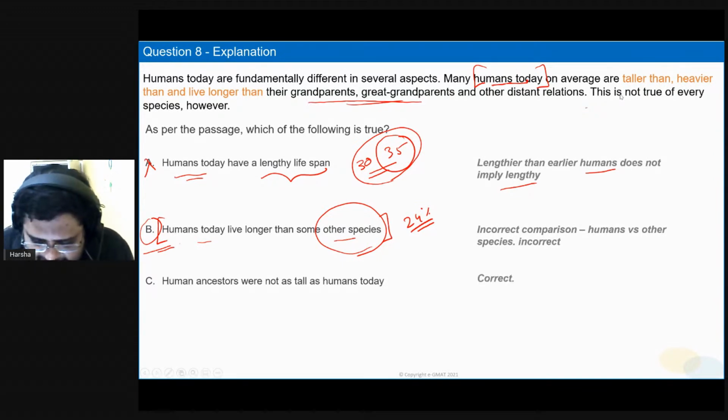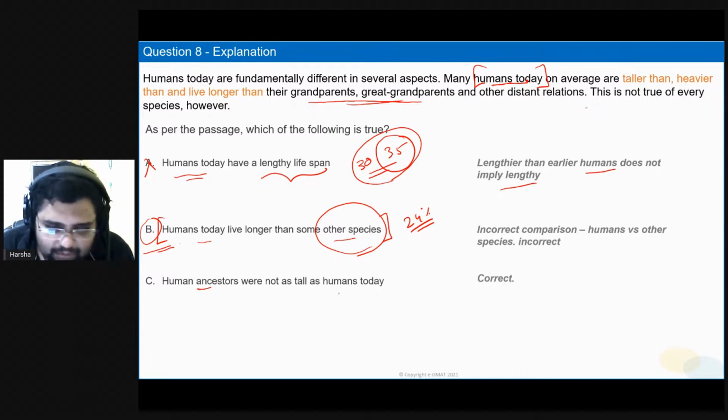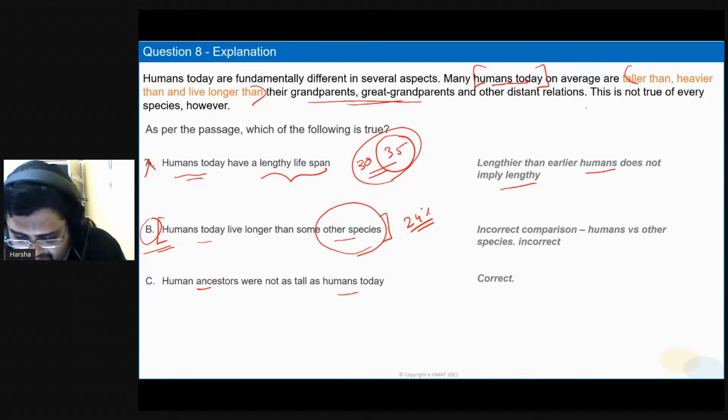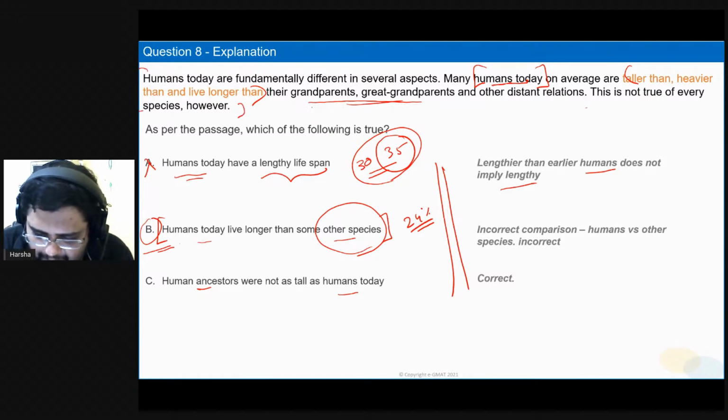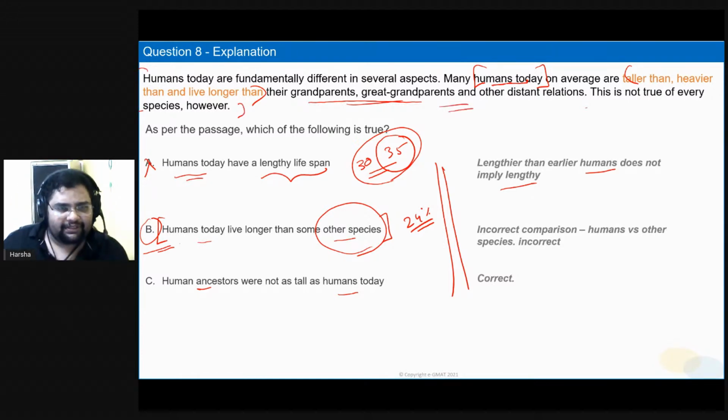Option C is the correct answer because it says human ancestors, yesterday's humans, were not as tall as humans today, which is true, which is kind of what this comparison actually tells you. And believe me, this is one of the most tested aspects on your GMAT RC. Nobody tells you this, but I'm telling you this because we have seen it time and time again. Figure out where we are not. Option B is wrong. You're not talking about animals at all. Humans today versus humans ancestral. That's the comparison. You brought in other species. The passage did not tell you that if you chose option B.